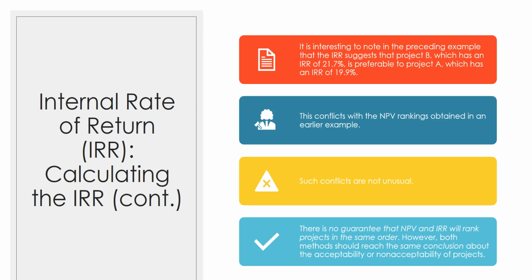So it's interesting that project B has a higher internal rate of return than project A when net present value said that project A was better than B. Conflicts like this are normal. We see it all the time. There's no guarantee that net present value and internal rate of return are going to rank projects in the same order, but they always come to the same conclusion on acceptance or rejection.